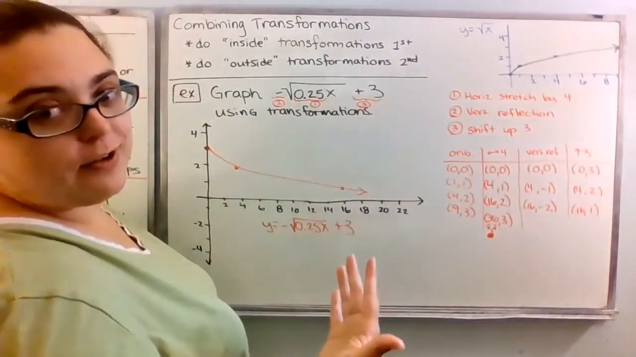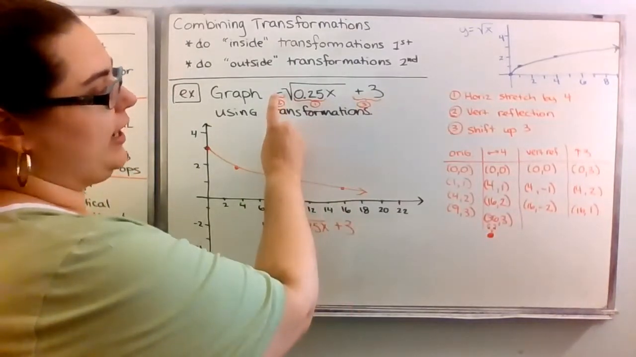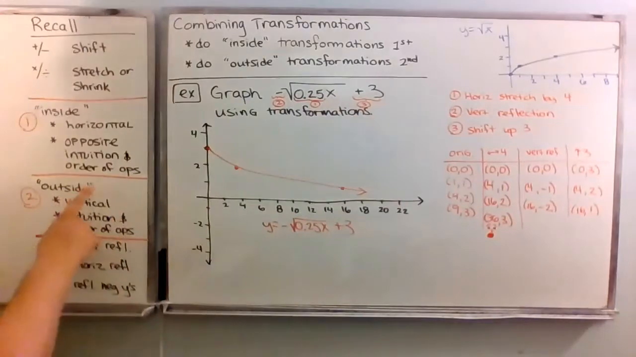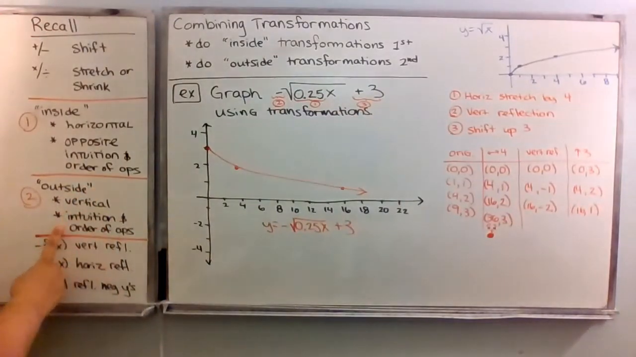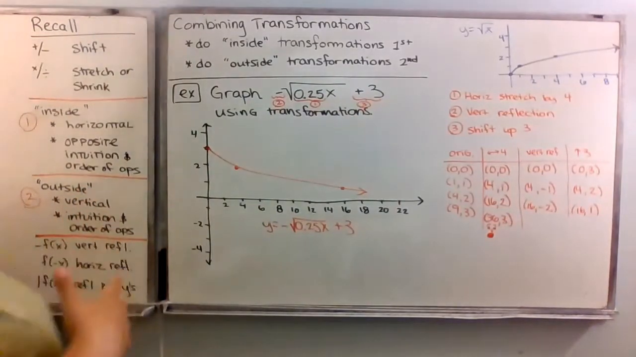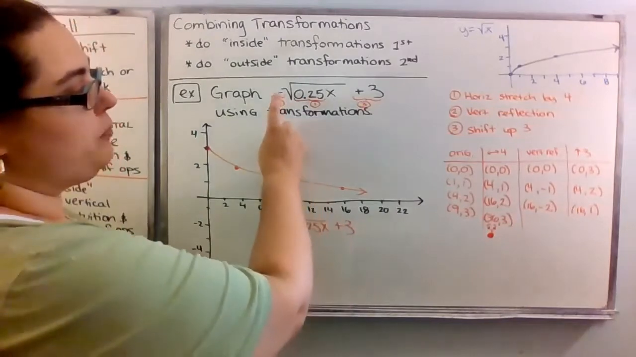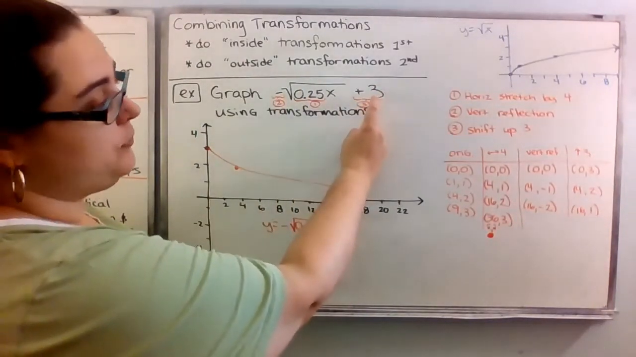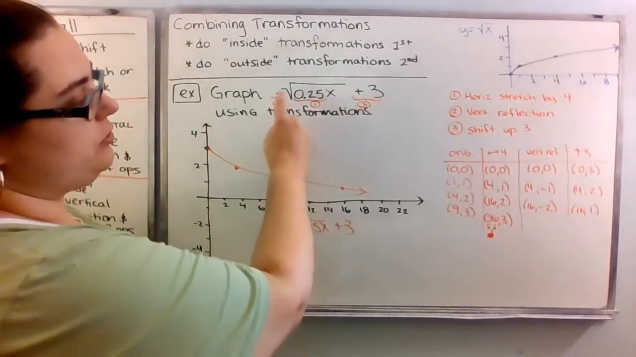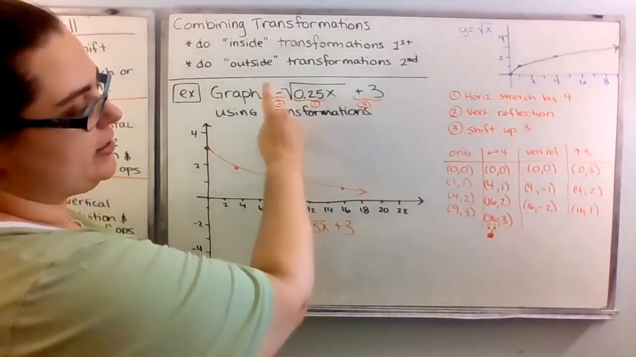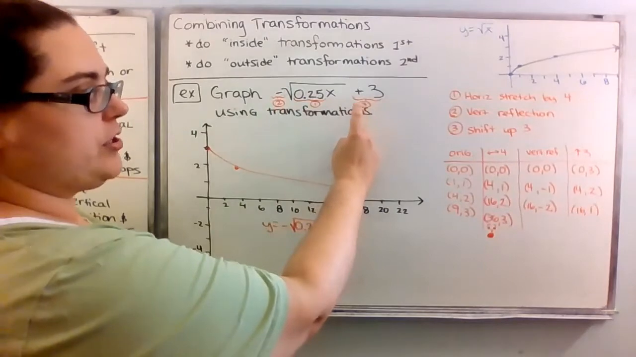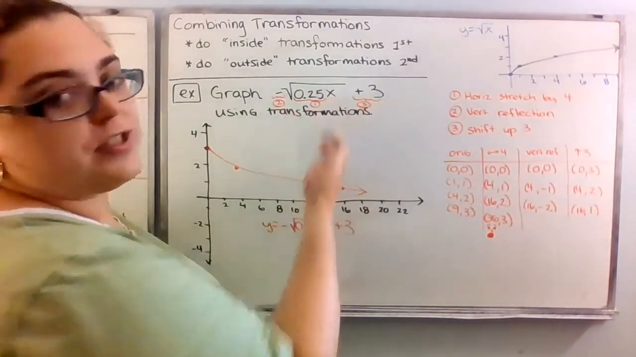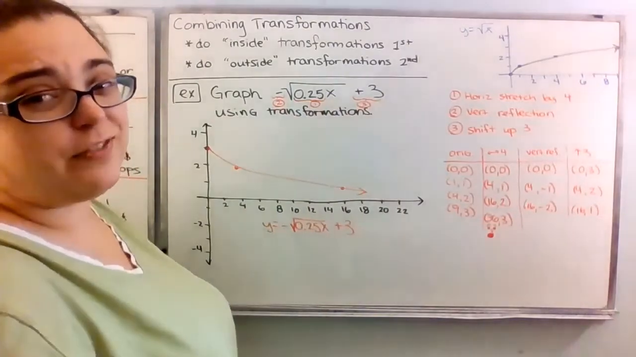Then we have 2 outside operations. We have this negating outside, and then we have +3. So outside transformations follow your intuition in the order of operations, which means I have to deal with multiplying by a negative, and then I have to deal with the adding. So my second transformation is informed by this negative, and my third transformation is informed by the shifting, by the adding. And if you did those in a different order, you would get a different graph.